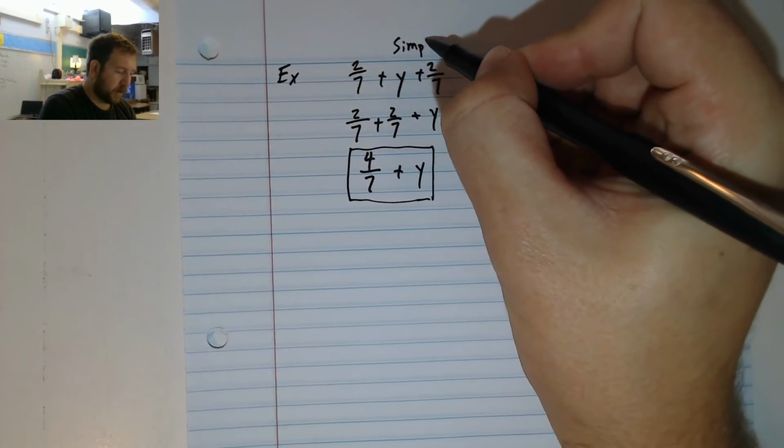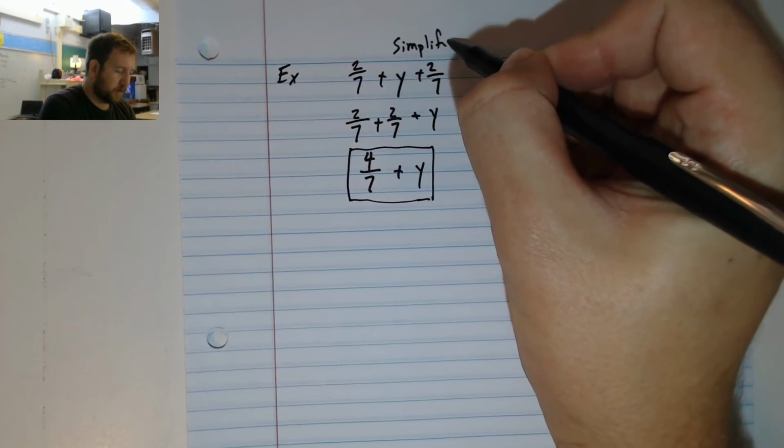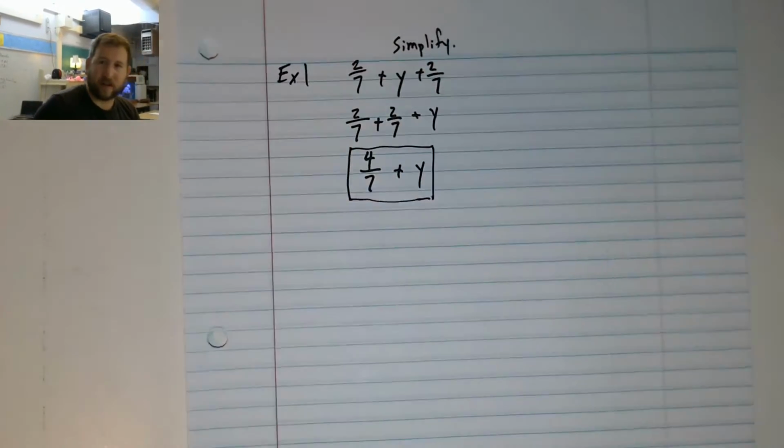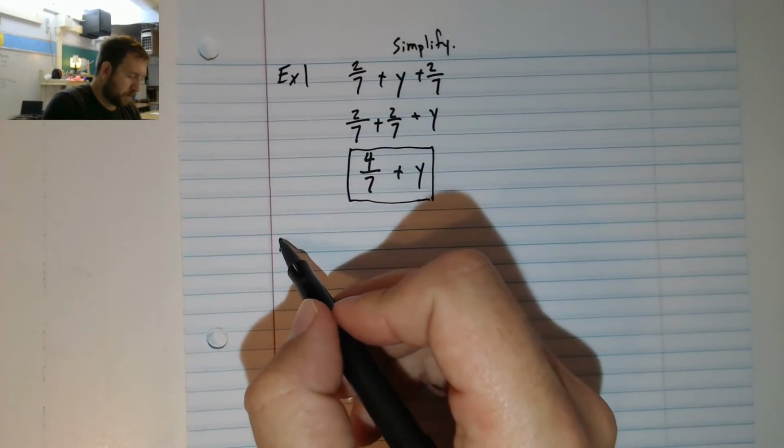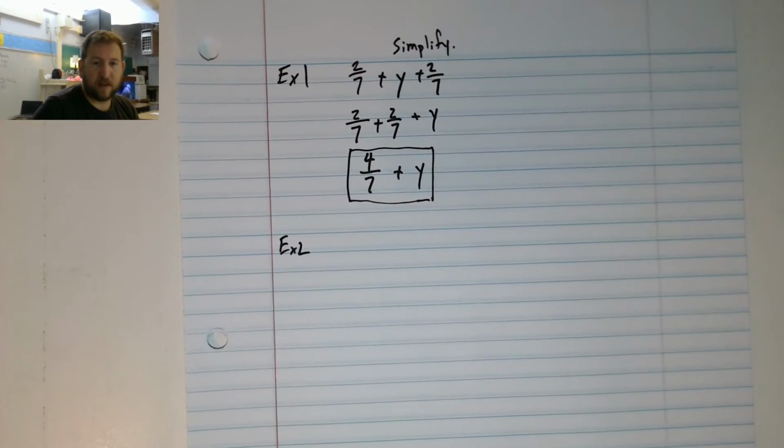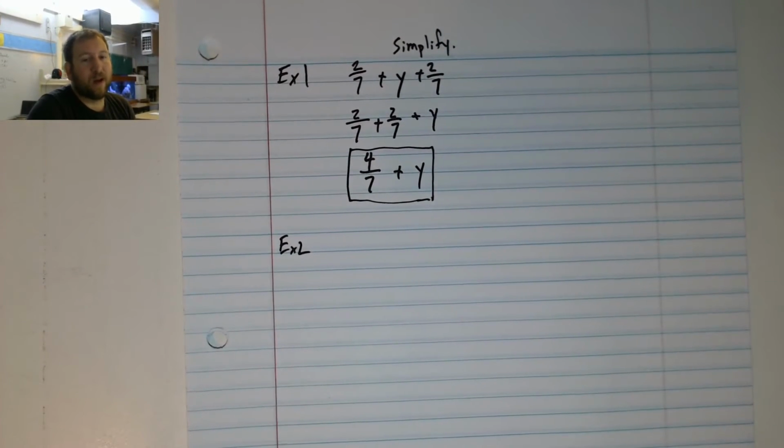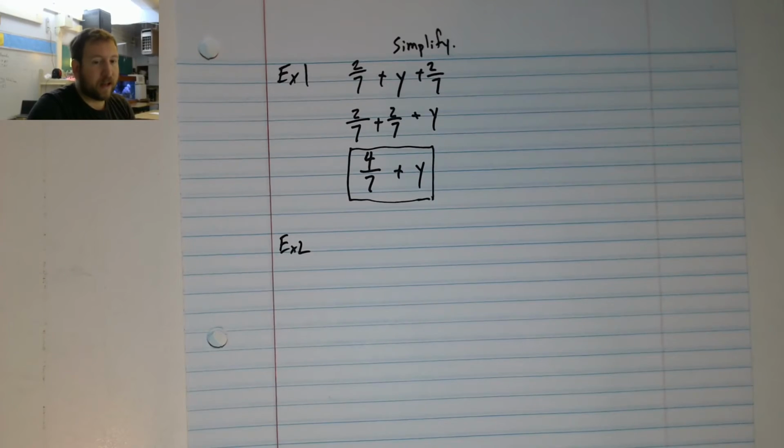I forgot to write the directions on this one. Simplify. Oh, I even forgot to number it. Man. Let's look at example 2. Now, unsurprisingly, they're going to get a little bit more difficult. This was a super simple one.